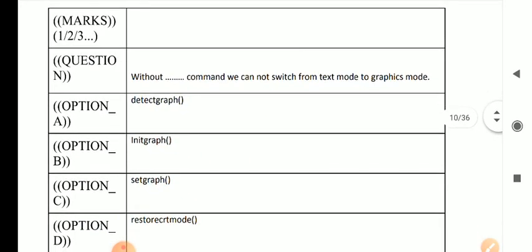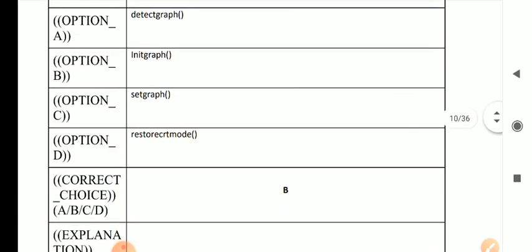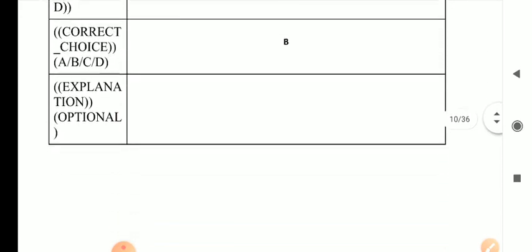Without the init graph command we cannot switch from text mode to graphics mode. So here they have asked which command is used to switch from text mode to graphics mode. First, detailed graph is not used, init graph. So we require initialization of the graphics mode. So the init graph command is used. And the answer is B.